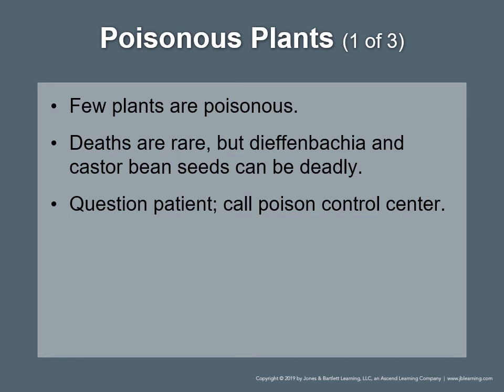Emergency medical treatment of Dieffenbachia poisoning includes maintaining an open airway, administering oxygen, and transporting the patient promptly to the hospital for respiratory support. Continue to assess the airway for difficulties throughout the transport, and if necessary, provide positive pressure ventilation.